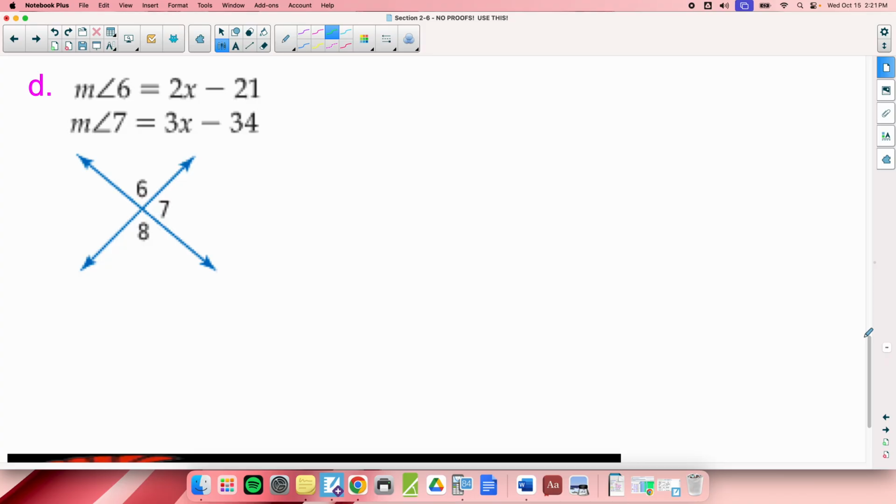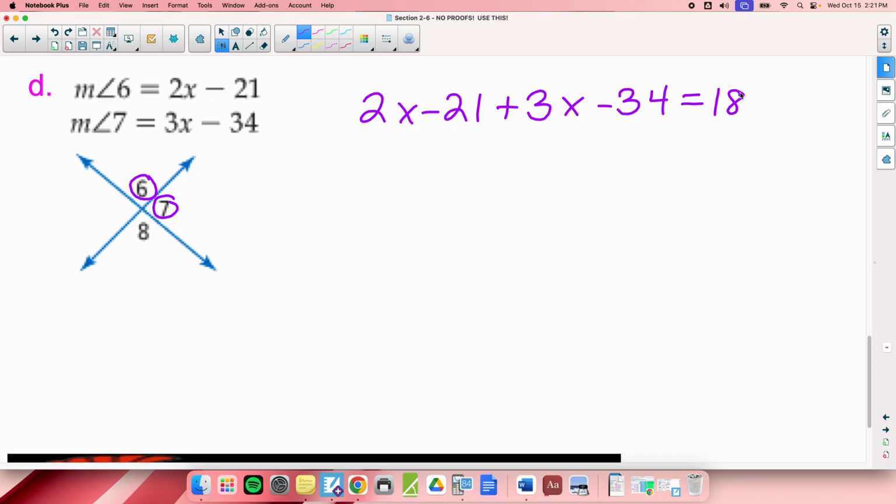Let's do this one. Okay, what do we know about the two we're given? What do we know about these two? They both equal 180. Do you guys all get that? Okay, so I'd go 2x minus 21 plus 3x minus 34 equals 180.